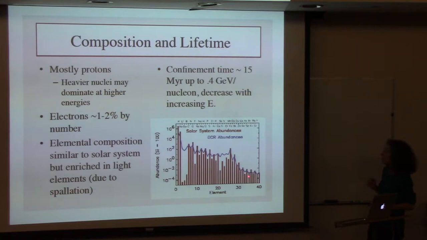But they're super enriched in the light elements, lithium, beryllium, and boron. And that is interpreted as due to spallation of CNO cosmic rays on interstellar nuclei. And from the amount of spallation that's occurred, we can estimate how much material cosmic rays have gone through and translate that into a lifetime. I'll show you the results of that in a couple slides.